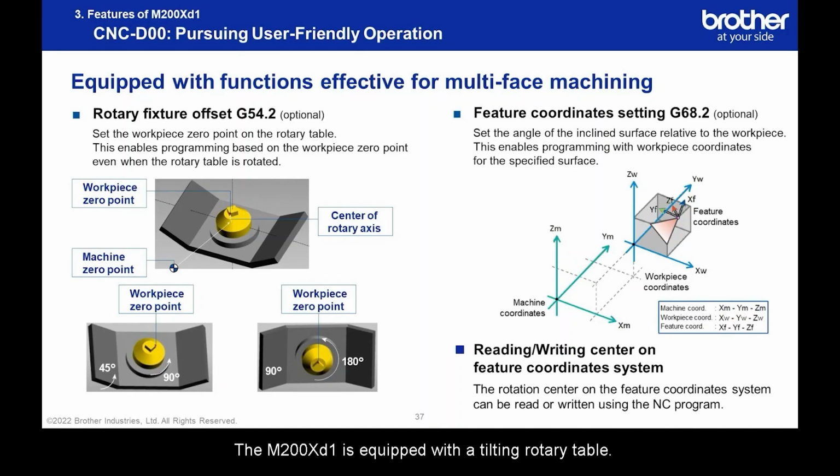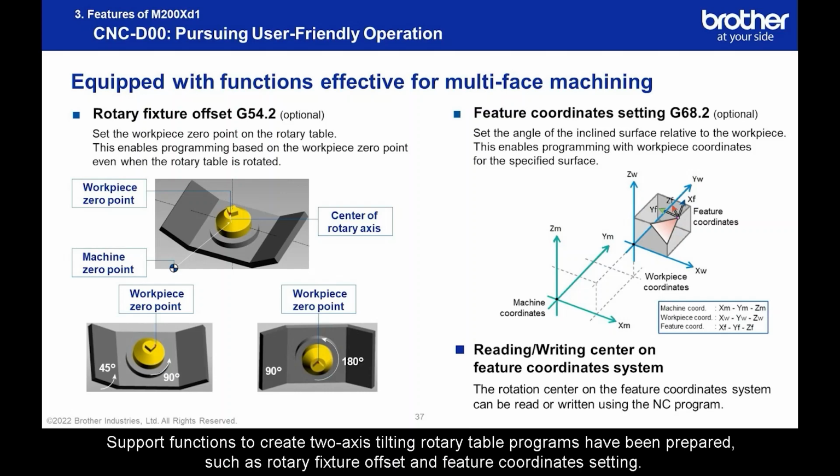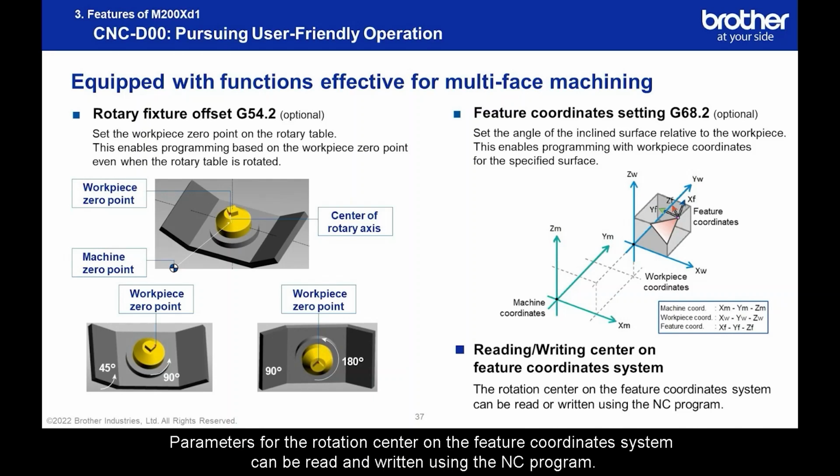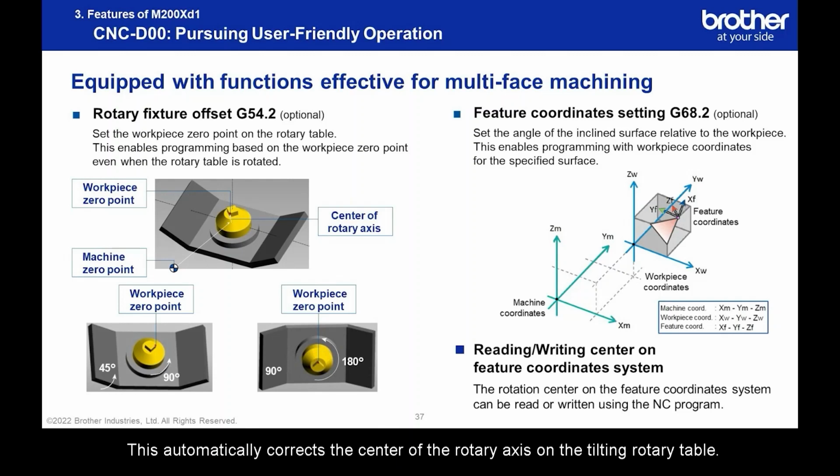The M200Xd1 is equipped with a tilting rotary table. Support functions to create two-axis tilting rotary table programs have been prepared, such as rotary fixture offset and feature coordinates setting. Parameters for the rotation center on the feature coordinates system can be read and written using the NC program. This automatically corrects the center of the rotary axis on the tilting rotary table.